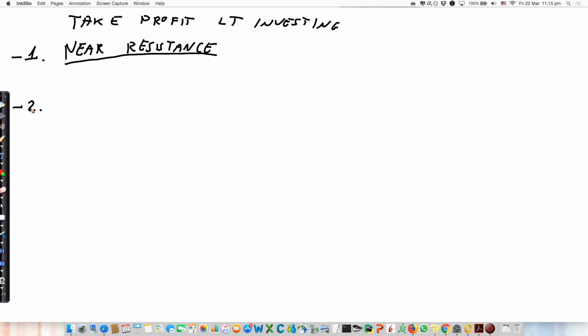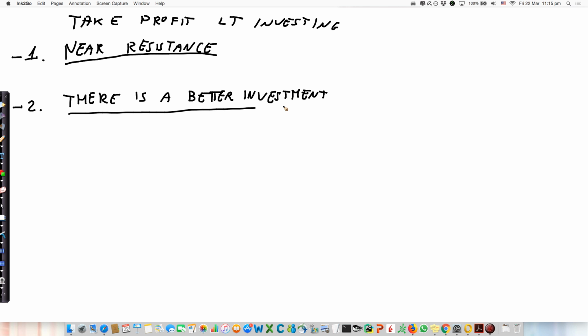So the other one that I write here is there is a better investment. And this is important because you should remember that just because you are investing in a company, you don't have to fall in love with the company. You can always sell, and then if the price is later in the future again at a very nice value, then you can buy again.